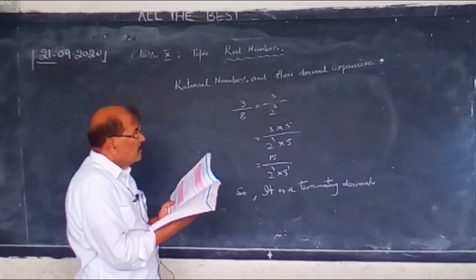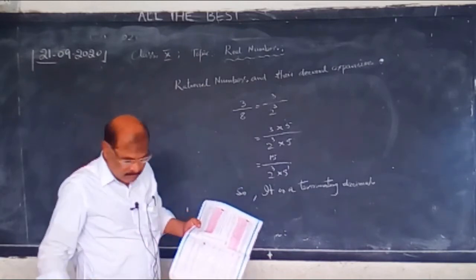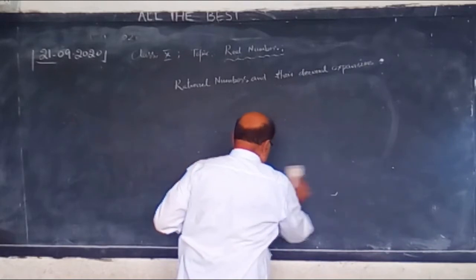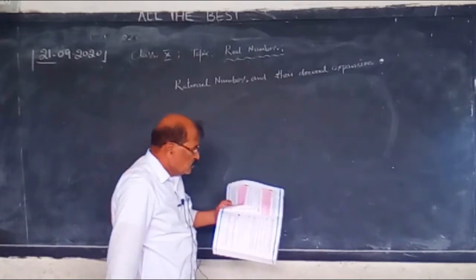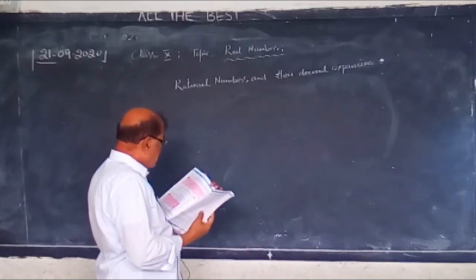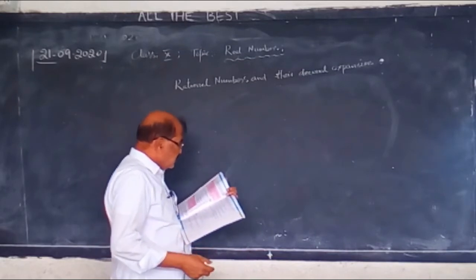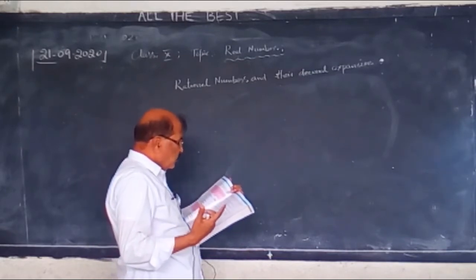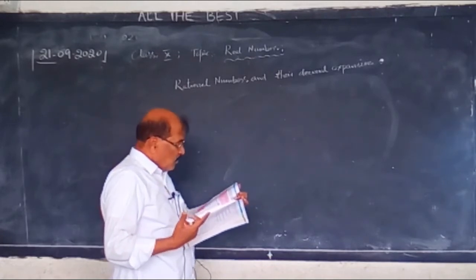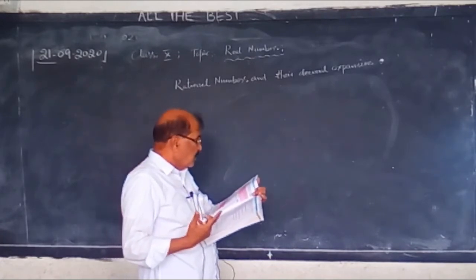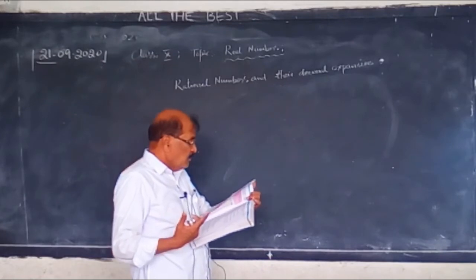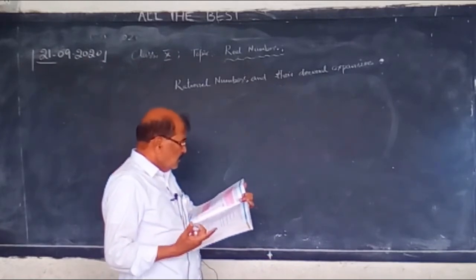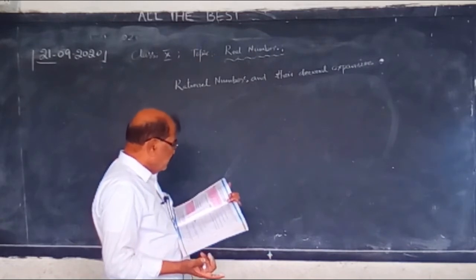So, in page number 12, open the page number 12 and see this. Write the denominators of the following rational numbers in 2 to the power of m into 5 to the power of n form, where m and n are non-negative integers, and then write them in their decimal form. So this you can do very easily.